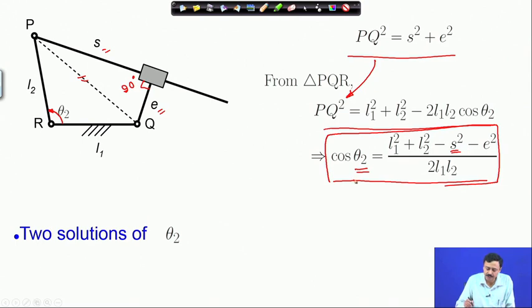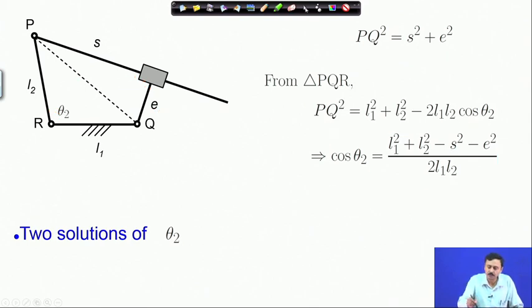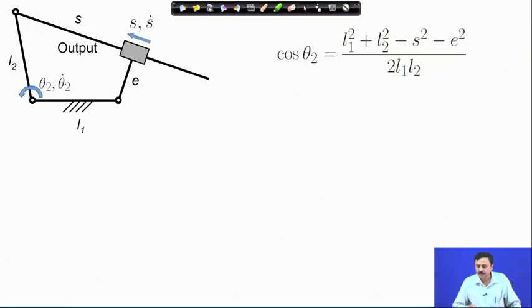Now, there are two solutions of theta 2, as you know, you can find them. So, these are the two configurations corresponding to a specified value of S or a specified value of theta 2. So, there are two solutions. So, this is what we have, this is a displacement relation.